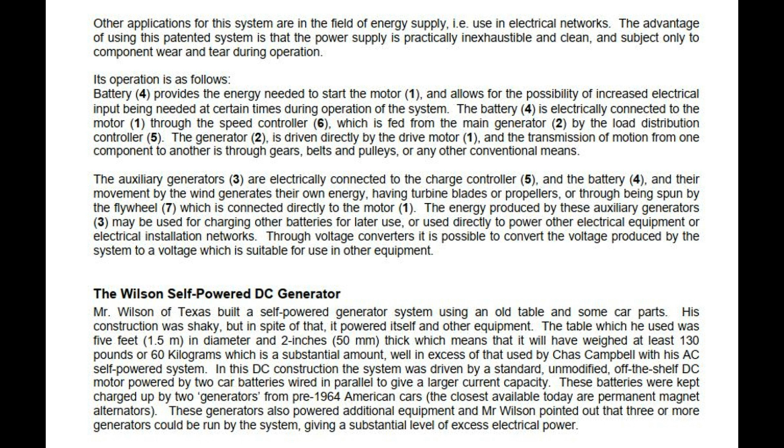In this DC construction the system was driven by a standard, unmodified, off-the-shelf DC motor powered by 2 car batteries wired in parallel to give a larger current capacity. These batteries were kept charged up by 2 generators from pre-1964 American cars. The closest available today are permanent magnet alternators.